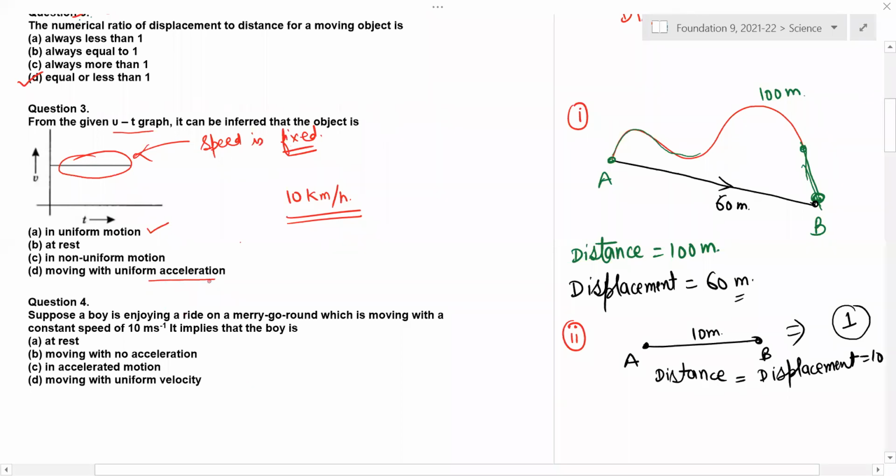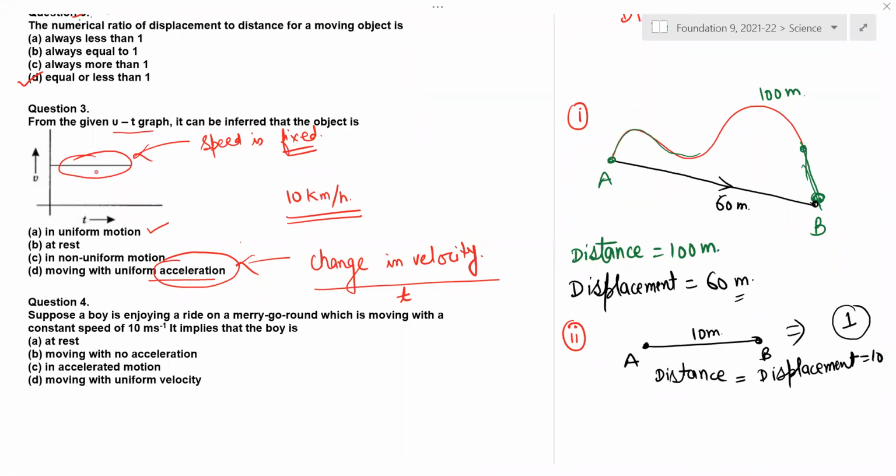Moving but with uniform acceleration? Acceleration means speed changes. What is the meaning of acceleration? Acceleration means change in velocity by time. Once time is passing, velocity is also changing. But here time is passing, velocity is not changing. So speed is fixed. Uniform means it is not changing.